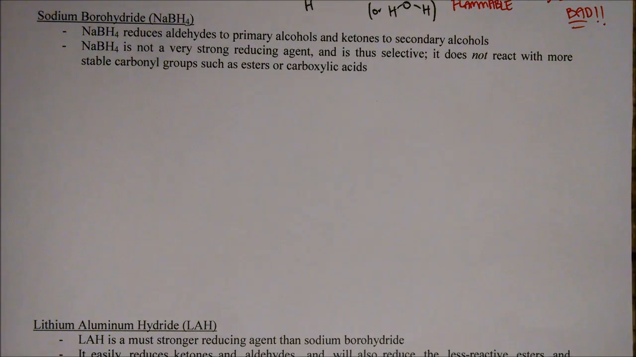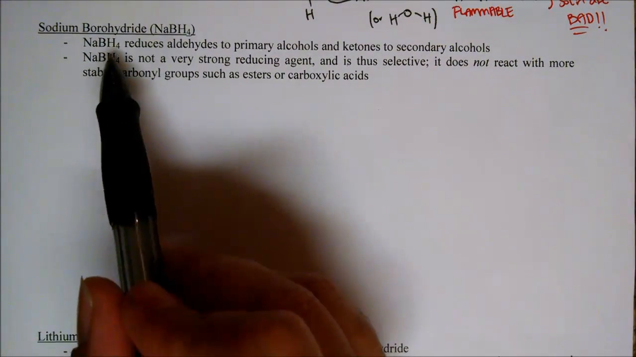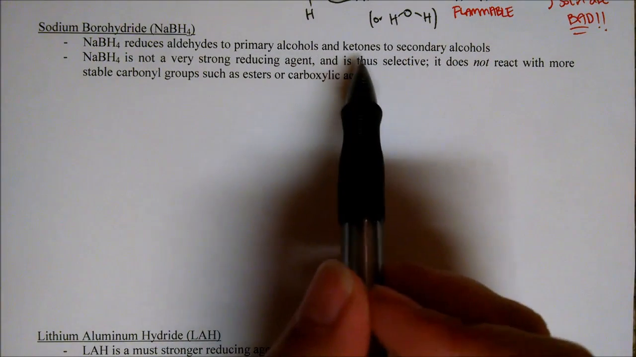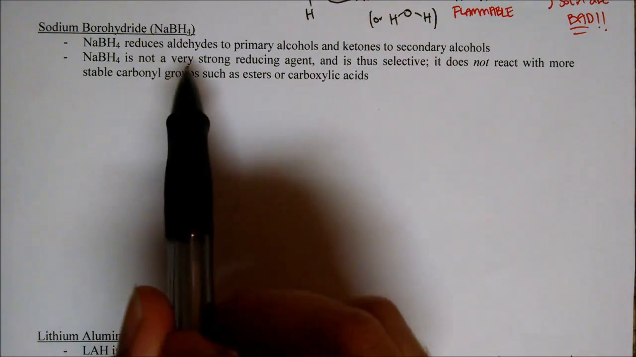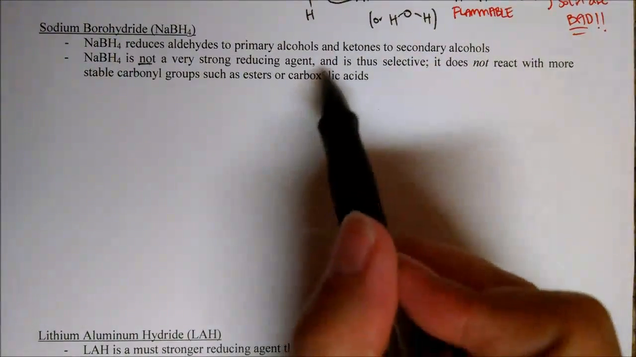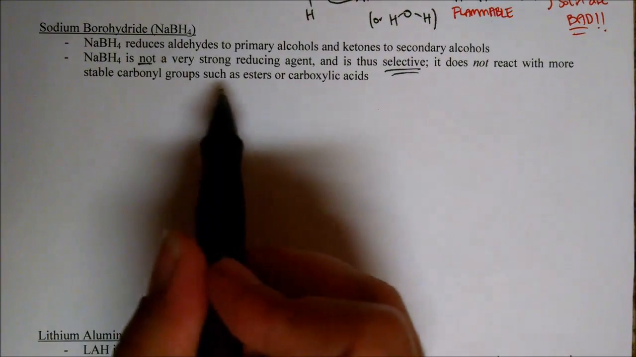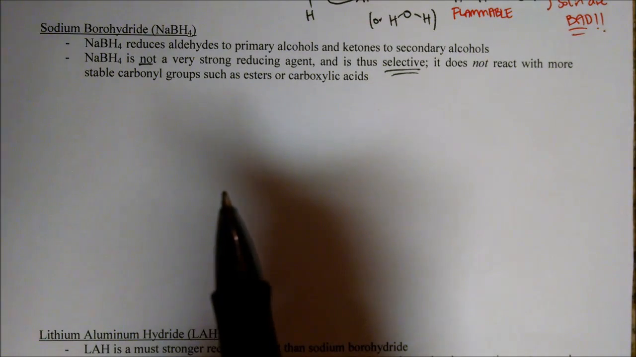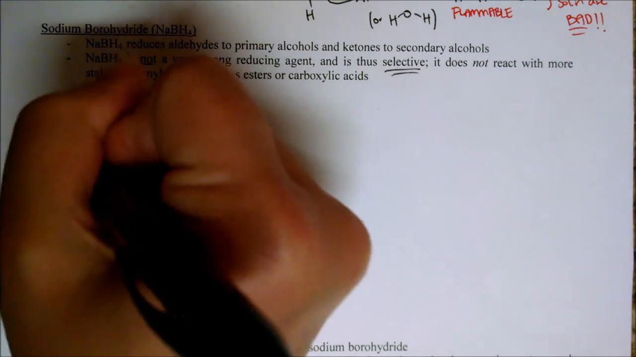There are some differences between sodium borohydride and lithium aluminum hydride. Yes, the mechanism is the same, just a different metal, but they do have different reactivities. So NaBH4 reduces aldehydes to primary alcohols and ketones to secondary alcohols. But NaBH4 is not a very strong reducing agent, and so it is selective. It does not react with more stable carbonyl groups such as esters or carboxylic acids. So let's say we've got this aldehyde.